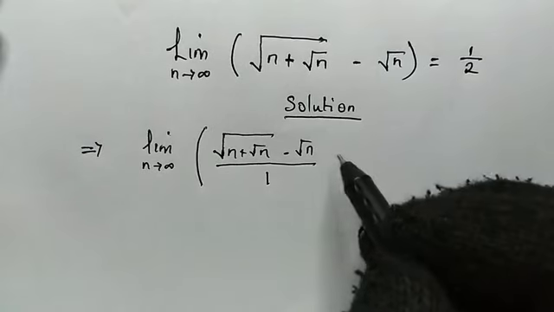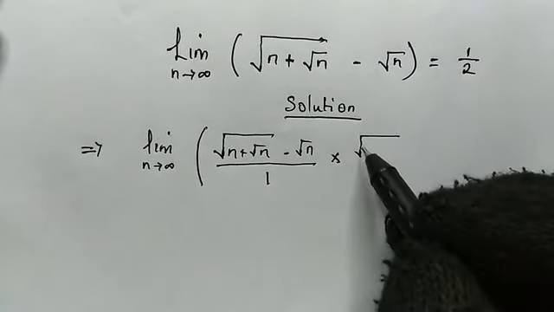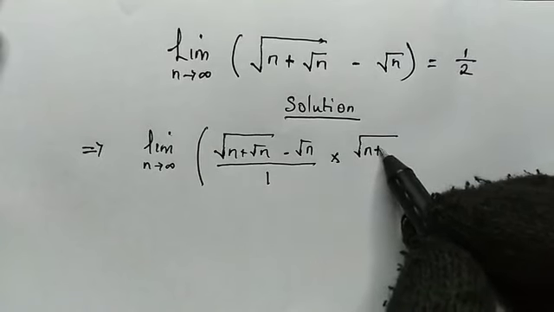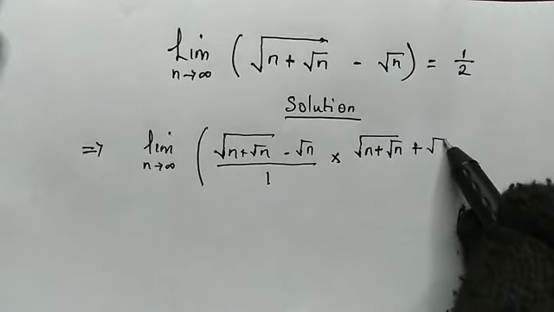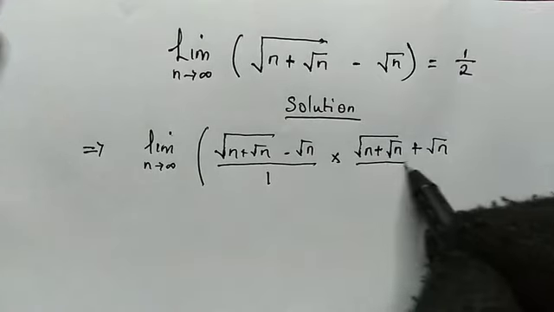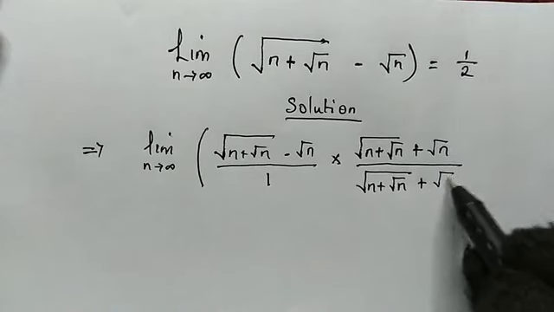1 here is the denominator, and we're going to multiply the numerator by the conjugate and the denominator as well. So this will be root of n plus root of n, then plus root of n, which is the conjugate, then divided by root of n plus root of n, then plus root of n.